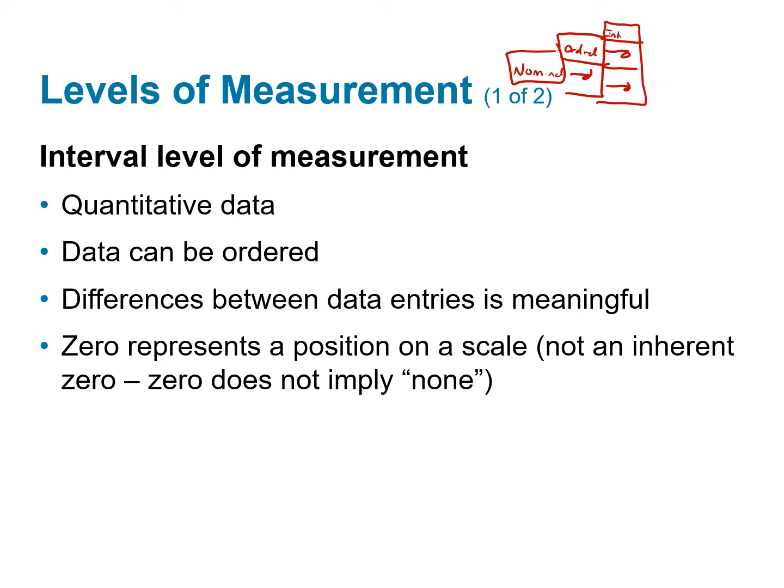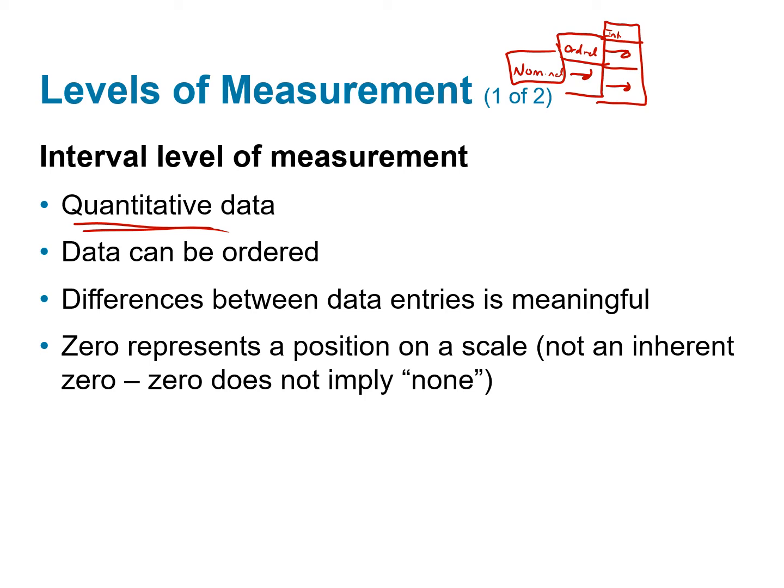But now at the interval level of measurement, we've taken out the qualitative variable. So interval level of measurement has to be quantitative. So it's quantitative data only. So no more words, only numbers. The data now can be ordered. So now we still have that order. So remember, that's carrying through from the ordinal level of measurement.